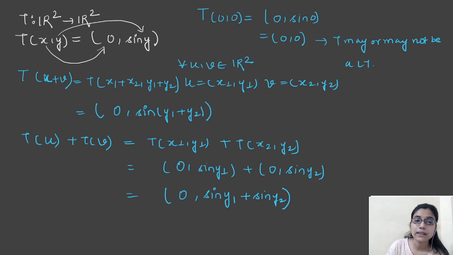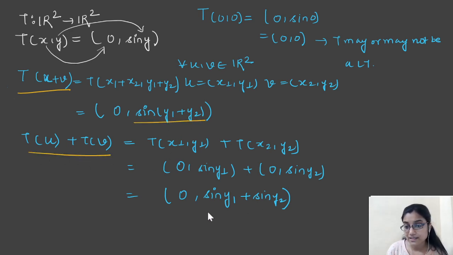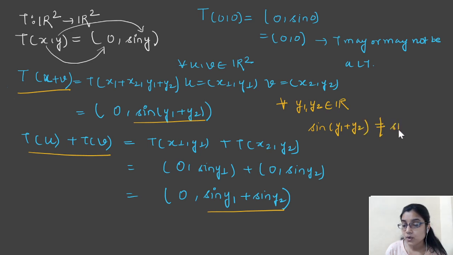Now you see one thing, that in this T of u plus v, we are getting the second component as this, and in this T of u plus T of v, we are getting the second component as this. And we know that for all y1, y2 which belong to R, it is not always possible that sine of y1 plus y2 becomes equal to sine of y1 plus sine of y2. This does not hold for all y1, y2. That is why this T is not a linear transformation.